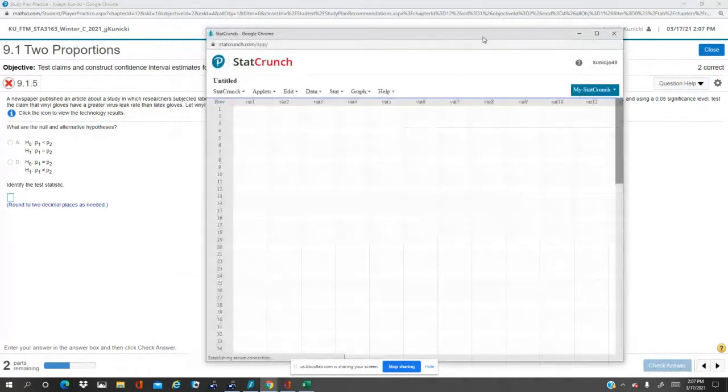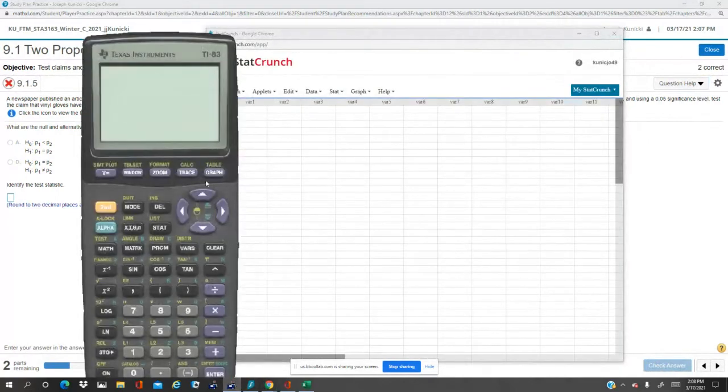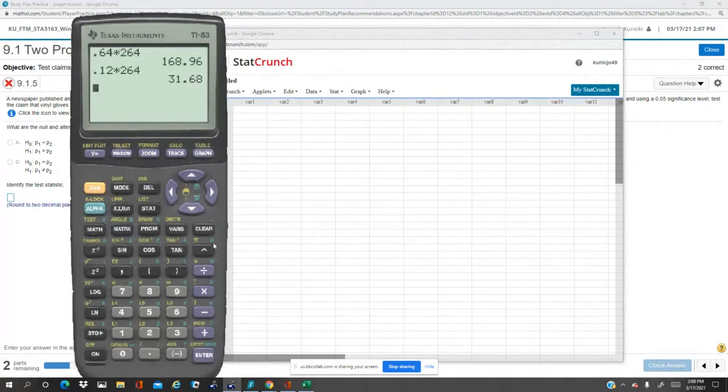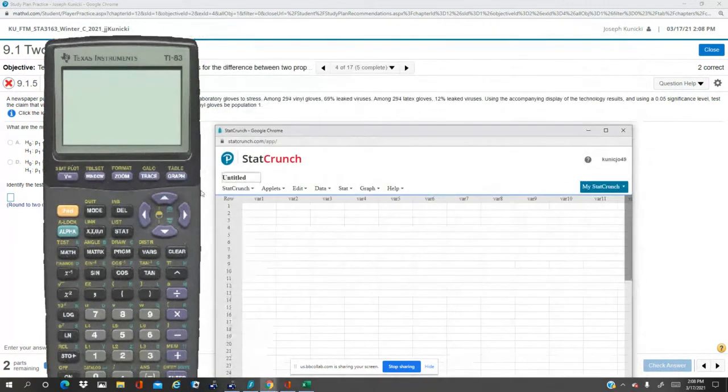We've got to use the calculator here because they didn't give us the number of leaks. They gave us the percentage. So we have to calculate it. We take 294, the first one was 69%. It looks like 203. And the second one was 294 times 12%. Looks like 35. So 203 and 35. We'll just round according to the rounding rules that we are used to.